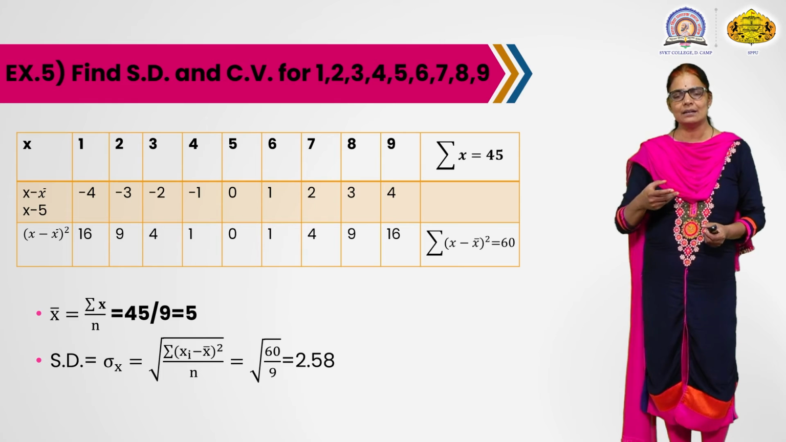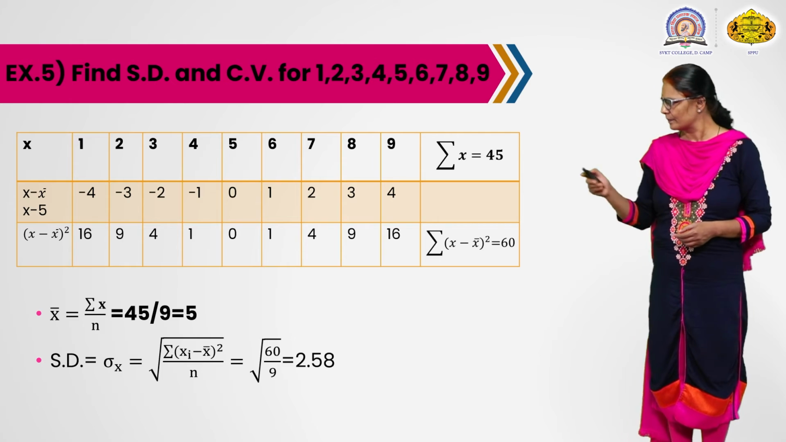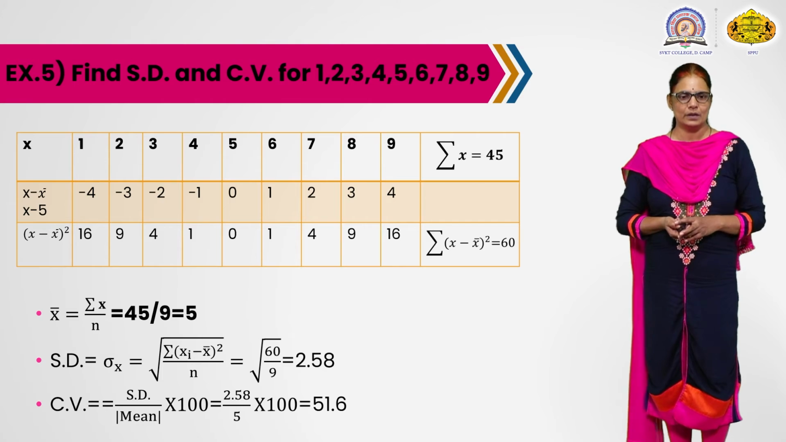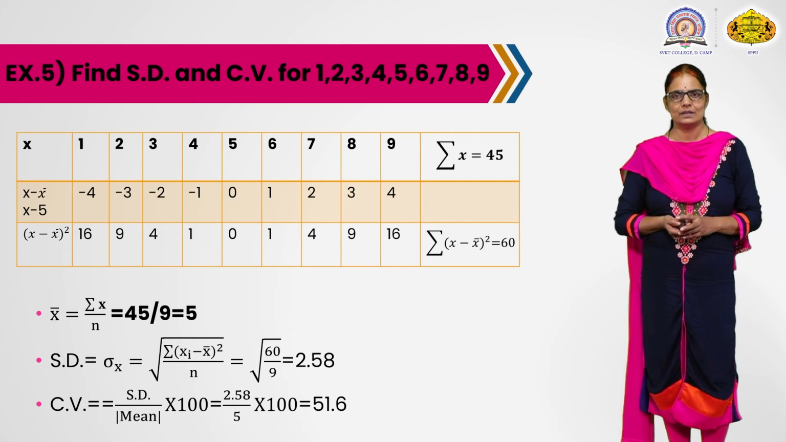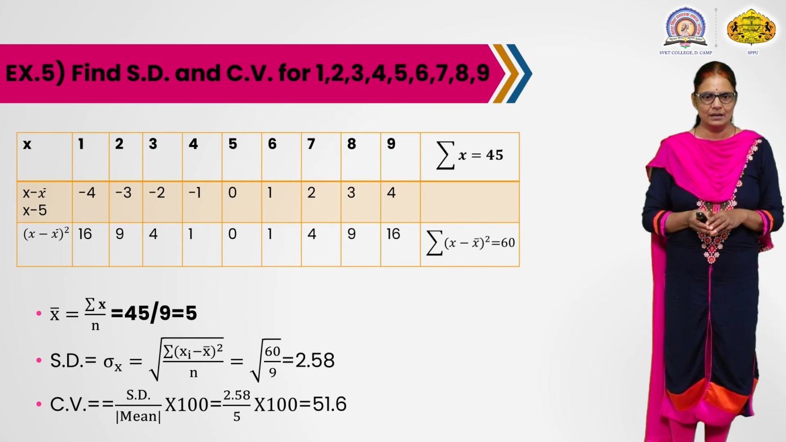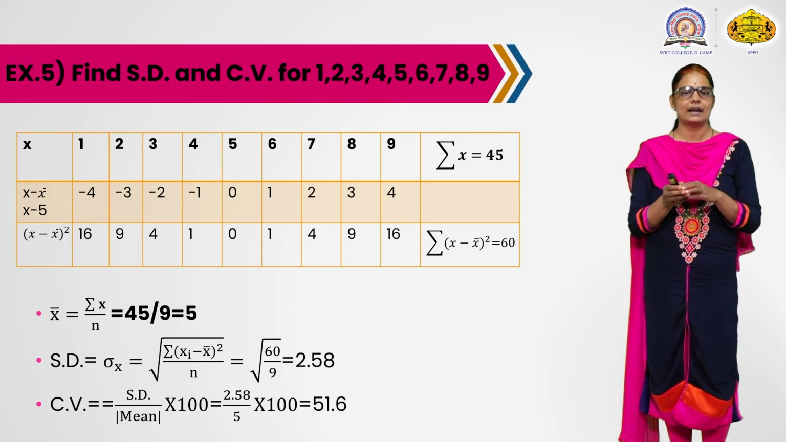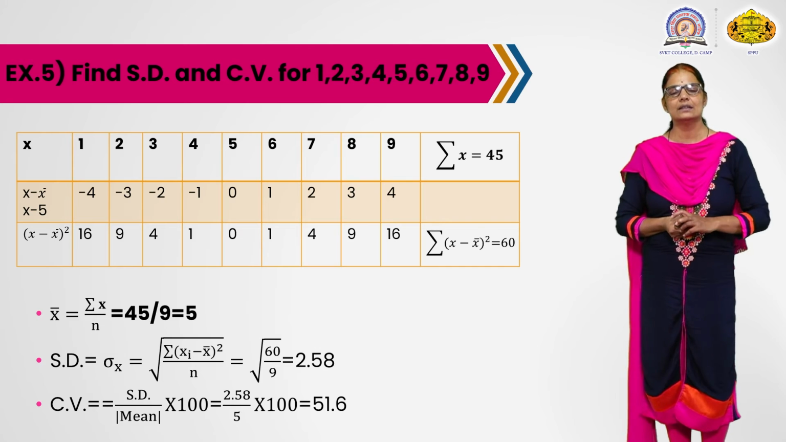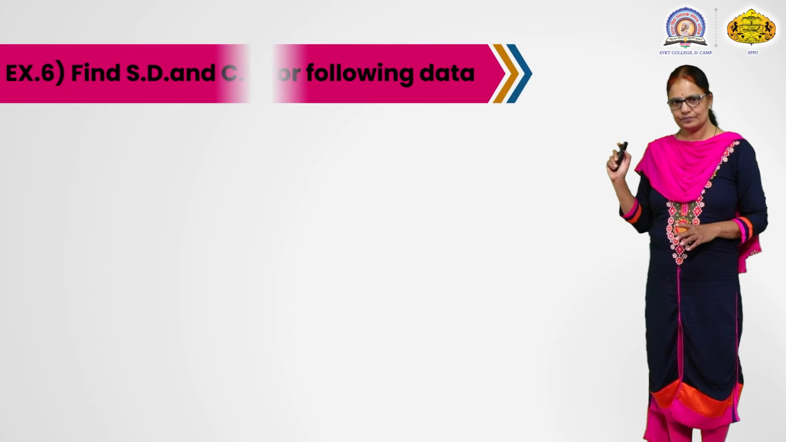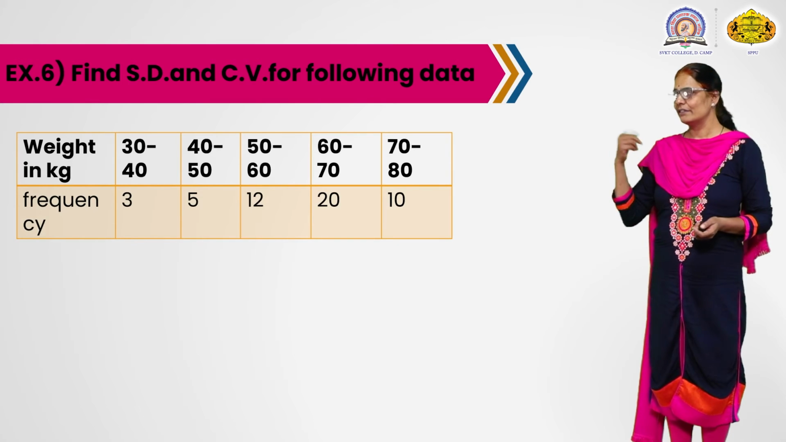What is the purpose here? To calculate this, just remember the steps. That is very important. So now this is the formula for the coefficient of variation. Coefficient of variation is standard deviation upon mod of mean into 100. Standard deviation is 2.58 here, mean is 5, into 100, calculate it, we will get the answer here, 51.6. So this is the last answer.